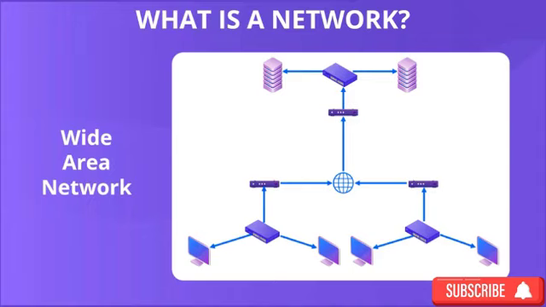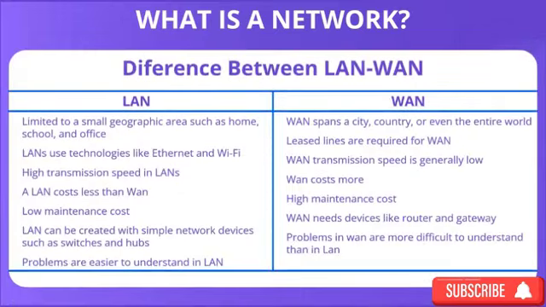Now, there are many differences between LAN and WAN, but the most well-known are the ones seen in the figure. While LAN is used in areas such as homes, schools, and offices, WAN can cover cities, countries, or even the whole world. It uses technologies such as Ethernet and Wi-Fi.